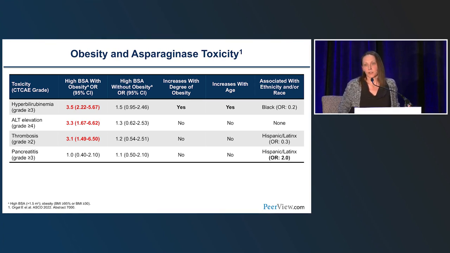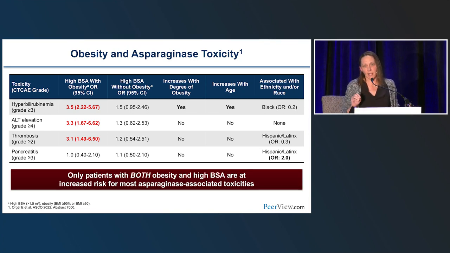If you look at the tall, skinny kid, so your BSA is high but you are not obese, then your risk was not significantly increased for those toxicities. So really, it's just patients with both obesity and high BSA who are at risk for those toxicities. It's not just having a high BSA, so it's not just about the dose you get.